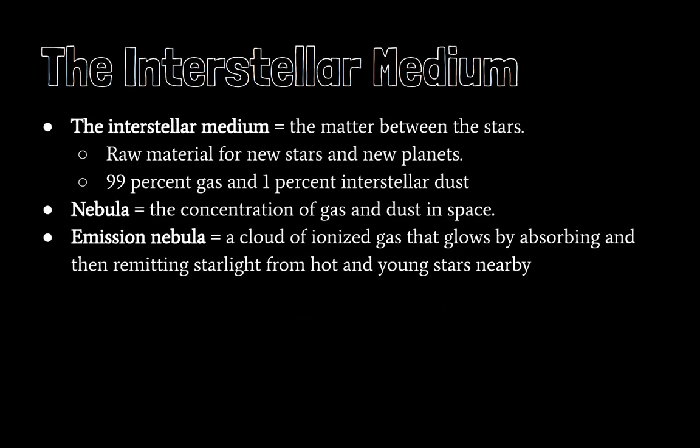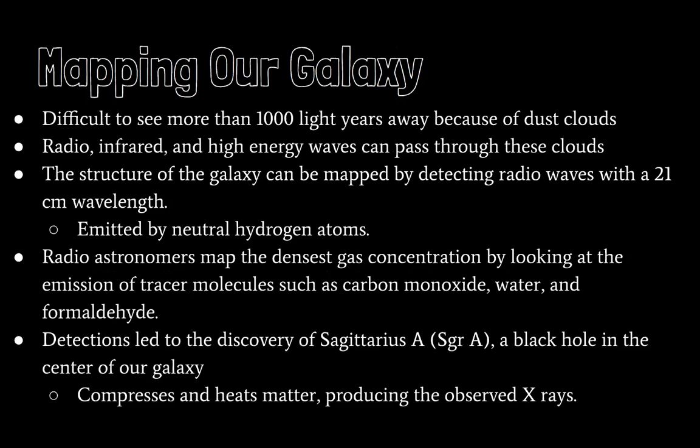The interstellar medium is the matter between the stars. This serves as the raw material to make new stars and new planets. It is about 99% gas and 1% interstellar dust, which is really tiny solid particles. A nebula is the concentration of gas and dust in space, and an emission nebula is a cloud of ionized gas that glows by absorbing and then re-emitting starlight from hot and young stars nearby.